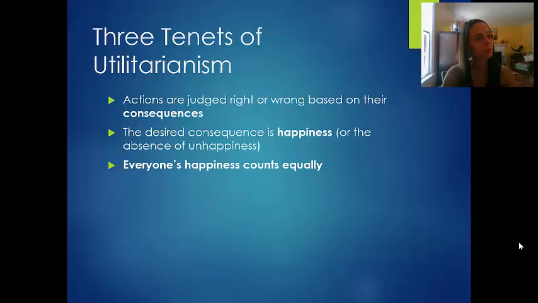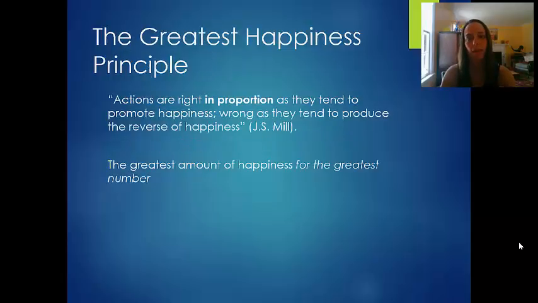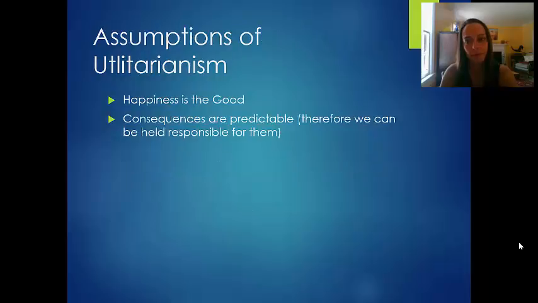Now, different people might experience different types of happiness as a result of a certain action, but we have to take the fact that they want happiness as equally valid. So this is going to lead to the greatest happiness principle, in which Mill says actions are right in proportion as they tend to promote happiness, and wrong when they tend to produce the reverse of happiness. So what we're getting at here is that we're trying to achieve the greatest amount of happiness for the greatest number. So we have these basic assumptions of utilitarianism, that happiness is the good and that the consequences of our actions are in fact predictable.